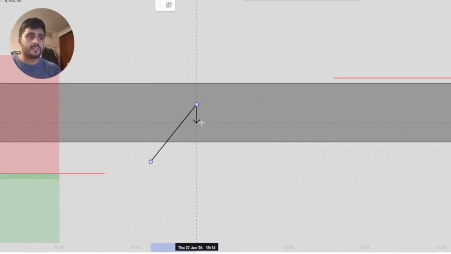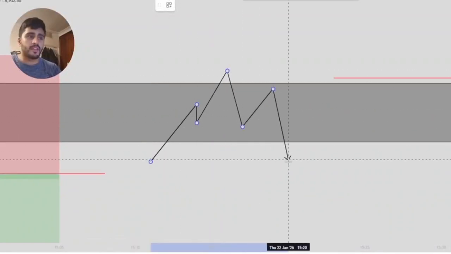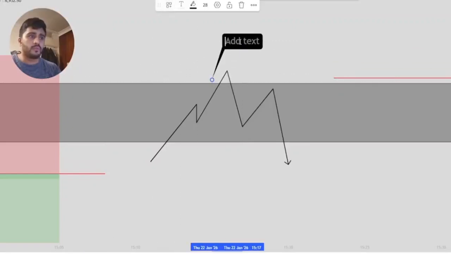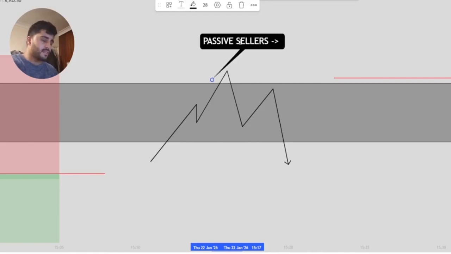We're going to come into the zone and we're going to have some price action over here before we eventually break. Now, in this region, you're looking for what we call passive sellers. Passive sellers just means that there are limit orders, sell limit orders over here. So let me just write that: limit orders.